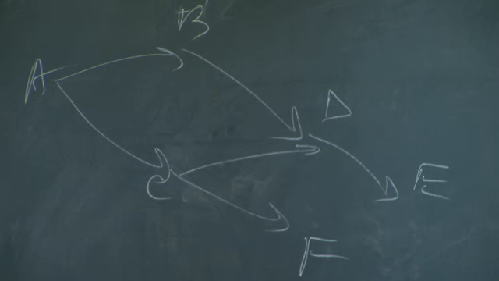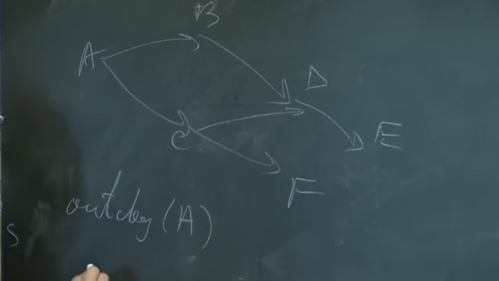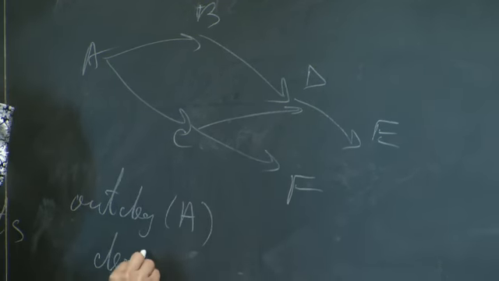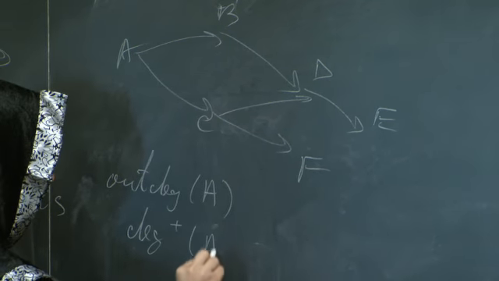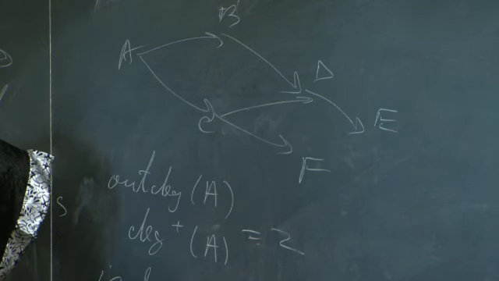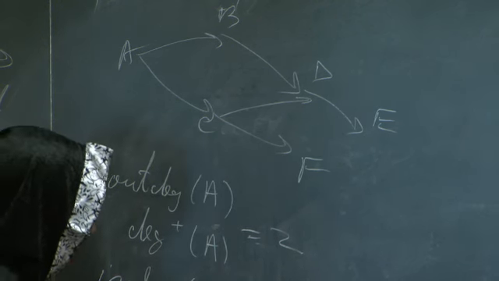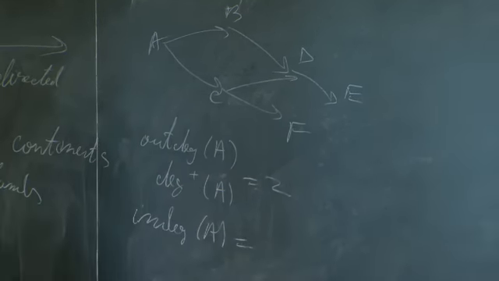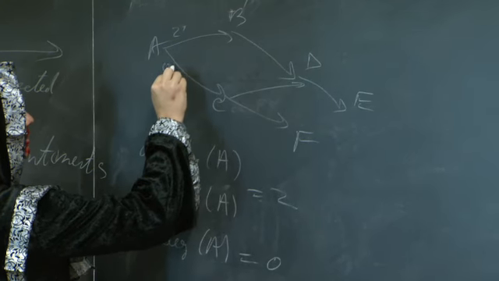So now that I've said that, you know what they are, right? What's the out degree of A? Sometimes this is known as the degree of edges. So this is 2. And what's the in degree of A? All right. So A has 2 edges going out, 0 edges going in.